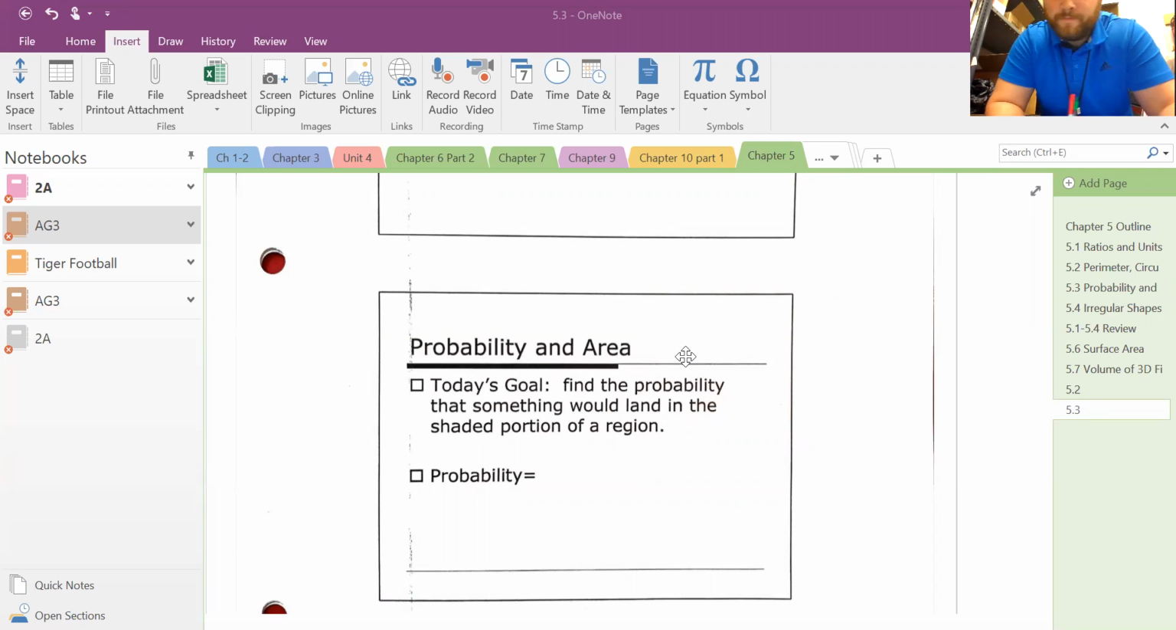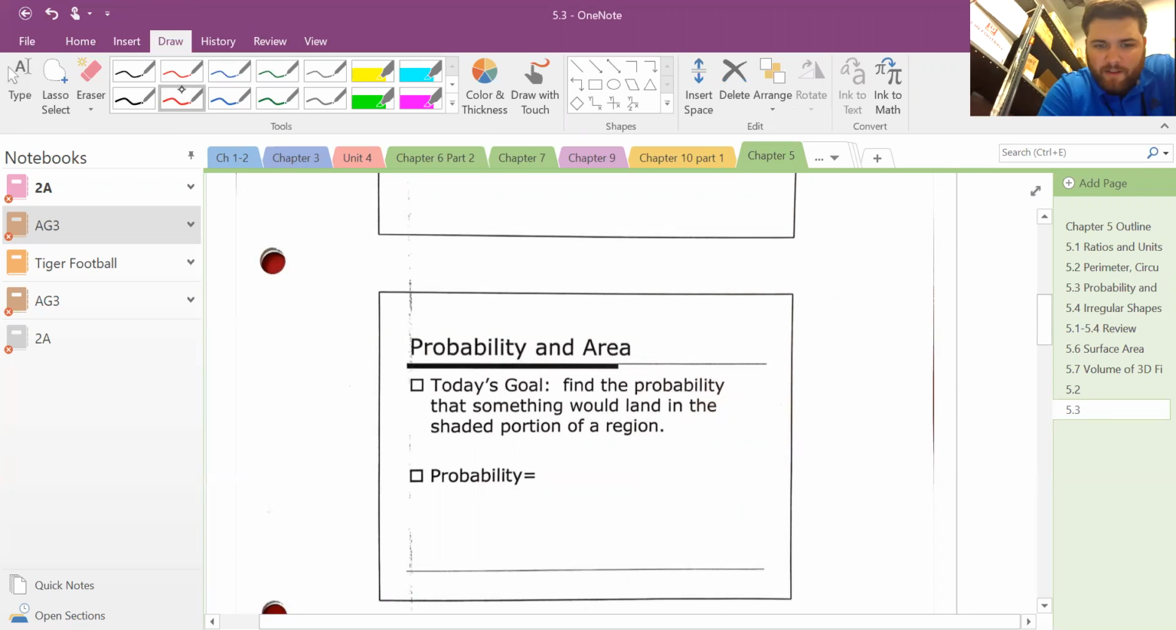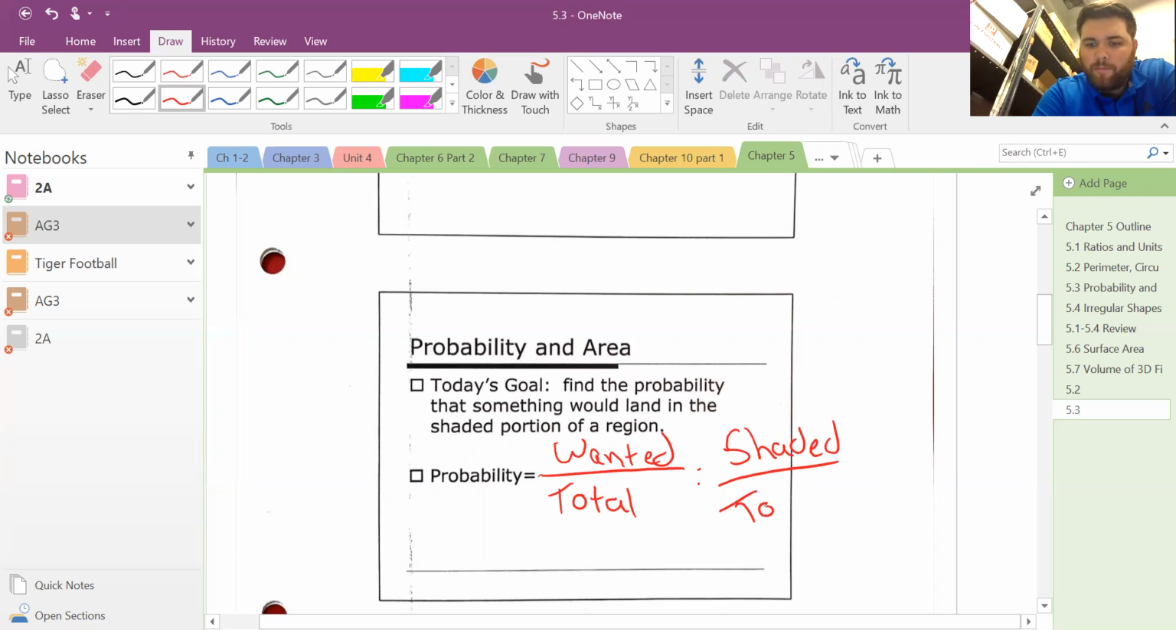So today's goal: find the probability that something would land on a shaded portion of a region. Here is probability in a nutshell, made really general. It's the wanted or desired over the total. In this case, it's the shaded area over the total. Either way works. It's just what I want divided by the whole thing.